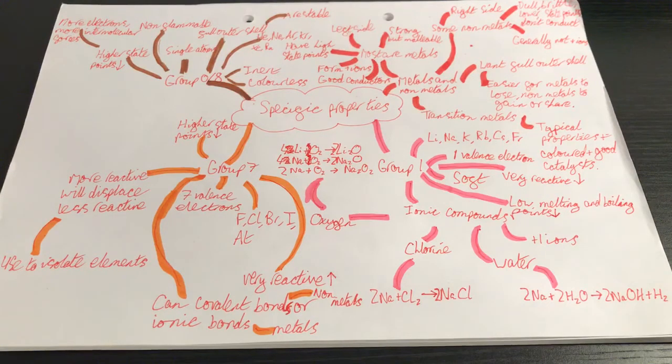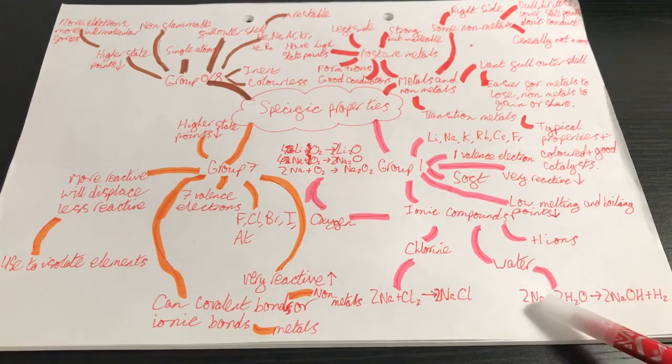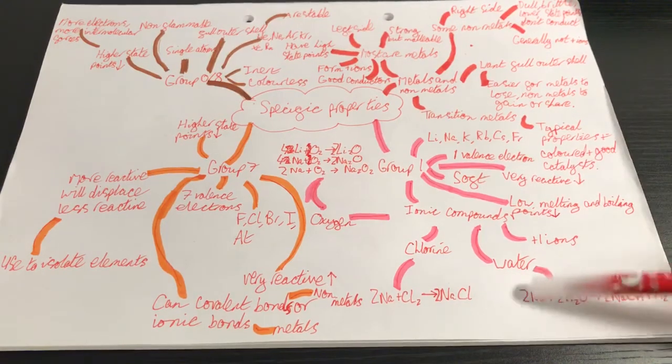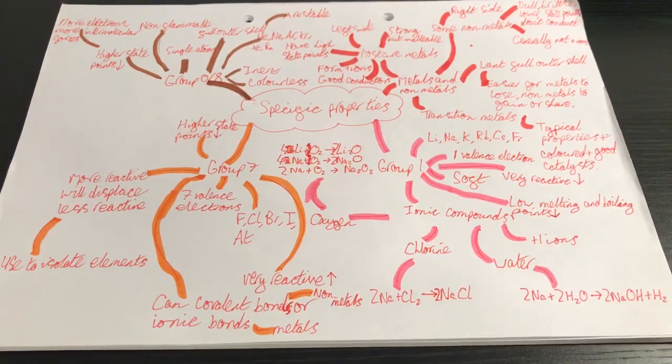Give those a watch. So when you react a group 1 metal with water, it follows this basic equation down here. Obviously you'd substitute whatever you're using in. If you're not using sodium, you'd just substitute these symbols here in for that and the sodium there. But it forms the group 1 hydroxide, and it forms hydrogen gas as well.